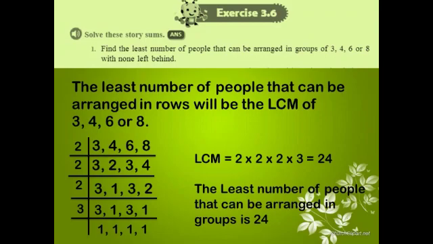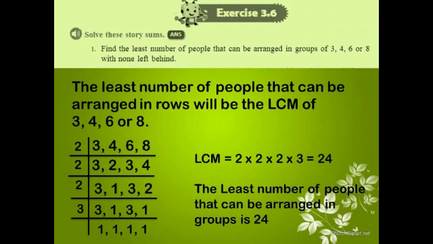So it is 2. Bring down 3 as it is. Then 2 2s are 4, 3 2s are 6 and 4 2s are 8. So again you will divide by 2. So bring down 3 as it is. 1 2s are 2. Bring down 3 as it is. Then 2 2s are 4.